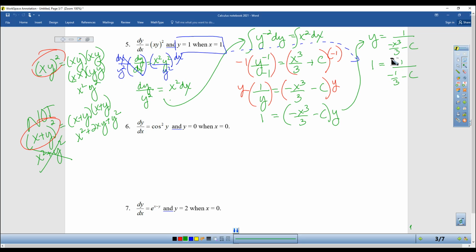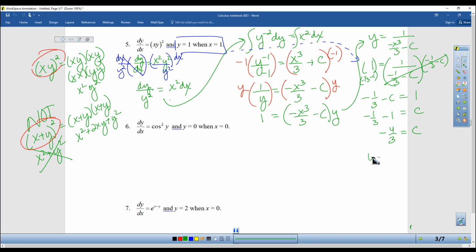So I'm going to multiply both sides by the negative 1/3 minus c. This side by the negative 1/3 minus c. And I get negative 1/3 minus c is equal to 1. Move the c to the other side, move the 1 to this side. And I get negative 1/3 minus 1, negative 4/3 is equal to c.